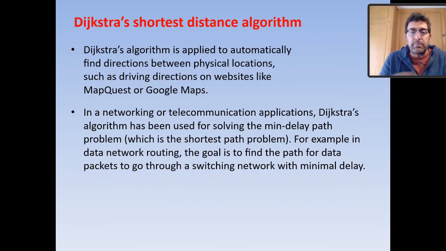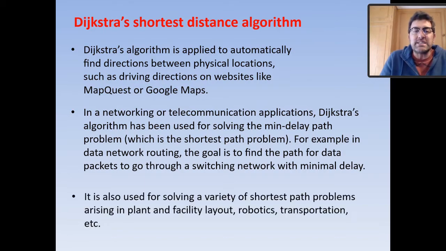For example, in data network routing, the goal is to find the path for data packets to go through a switching network with minimal delay. It's also used for solving a variety of shortest path problems arising in plant and facility layout, robotics, transportation, etc.